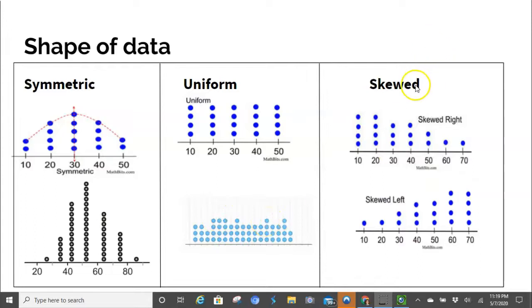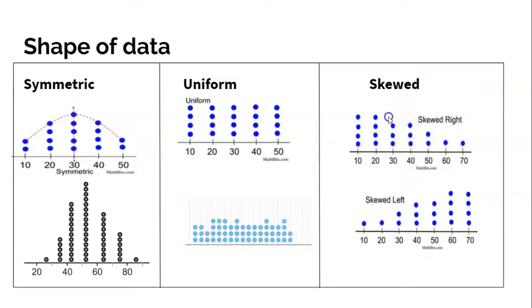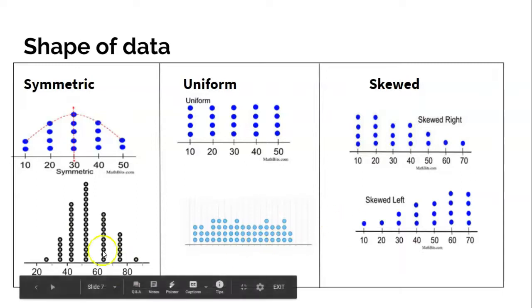Skewed. Skewed is when it leans to one side, when it shifts. So if we look at this one, you can see most of the data is over here, and then it goes a tail to the right, and this is skewed right. If you look at this one, most of the numbers are here on the right, and the tail goes to the left, and that one is skewed left. So we have symmetric shapes, uniform shapes, and the skewed can be skewed to the right or skewed to the left.